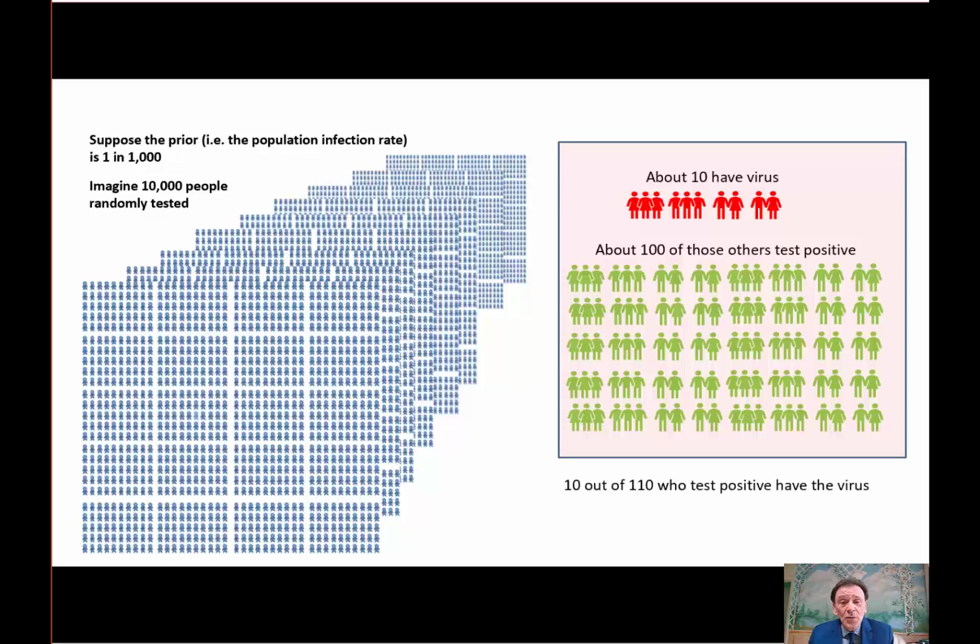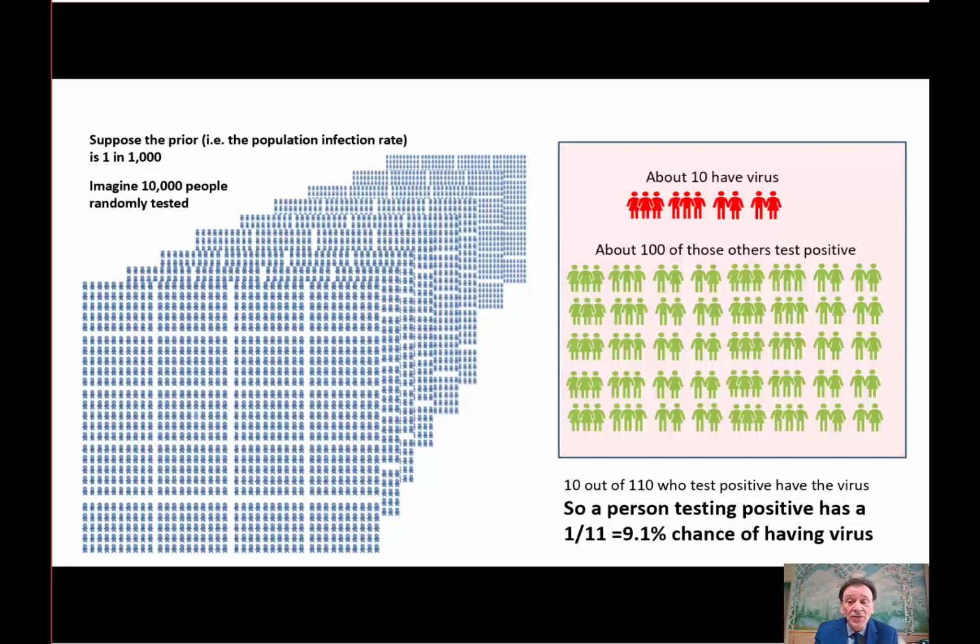Now, we can assume that the 10 who really do have the virus test positive because there's a very, very low false negative rate. So that means that out of the 110 in total who test positive, only 10 actually have the virus. So if you test positive, there's actually a less than 10% chance that you have the virus, meaning the vast majority of people testing positive are false positives.